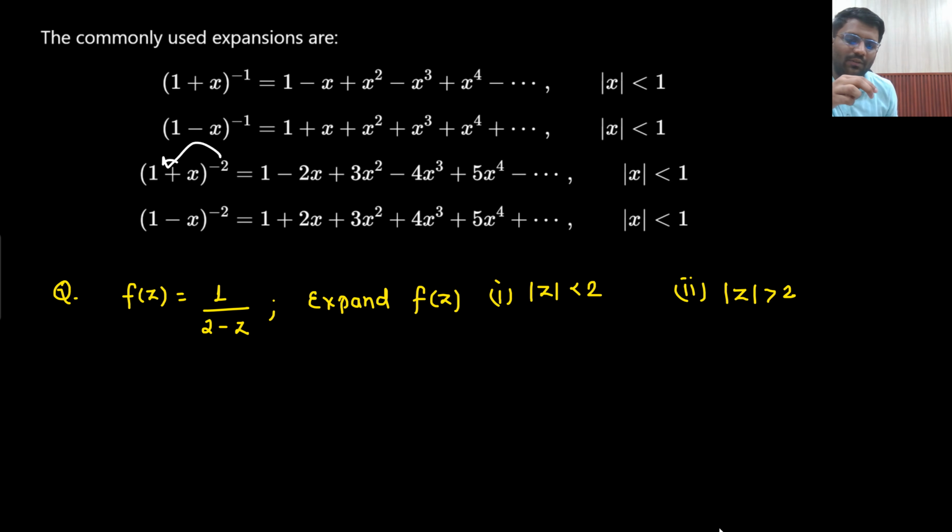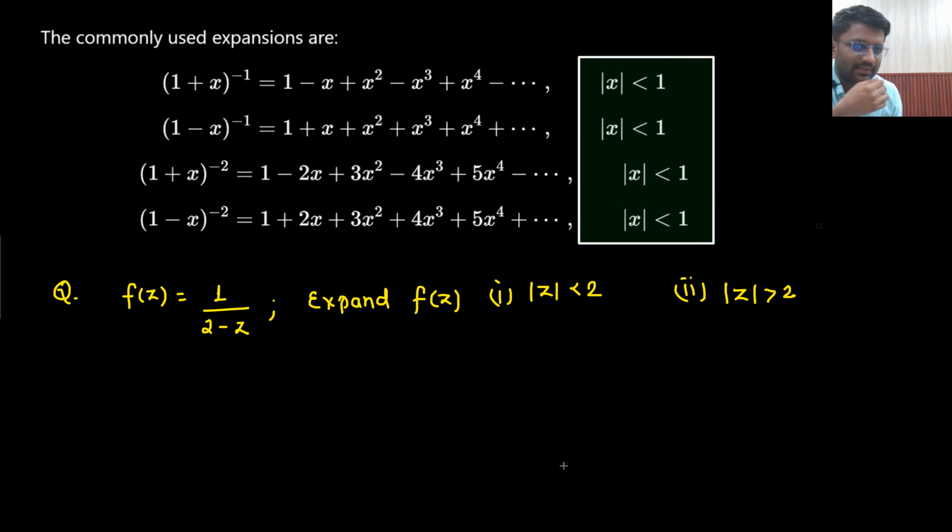You take this minus 2 inside, what will you get? 1 minus 2x, minus sign you are getting, so plus minus will be followed. So 1 minus 2x plus 3x square minus 4x cube and so on. Take this minus 2 inside, what will you be getting? 1 plus 2x plus 3x square plus 4x cube plus 5x to the power 4 and so on. These are applicable when mod of x is less than 1. All these expansions are applicable when mod of this is less than 1. You need to expand this.